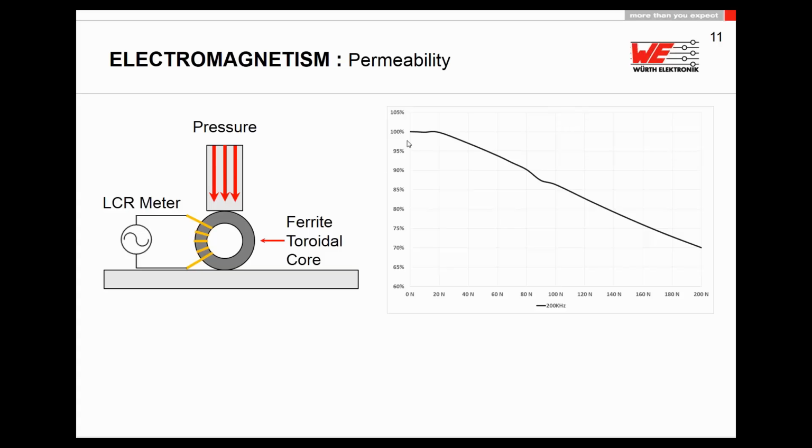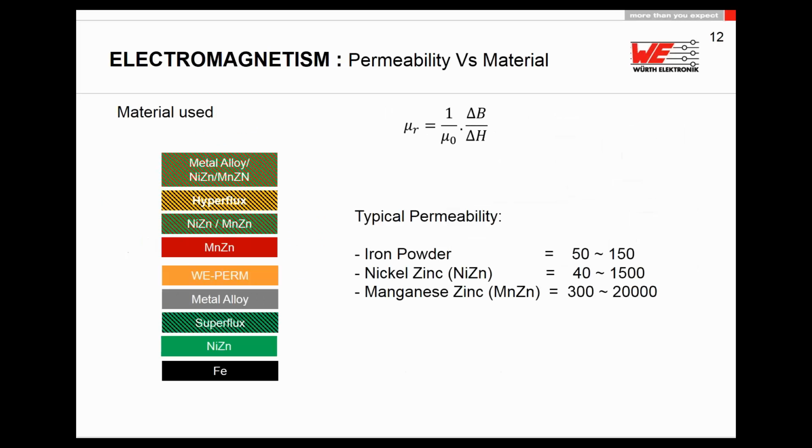And you can see here this is a measurement made by our laboratory. From 100% of the inductance value, at 200 Newton, it will drop to 70%. So you have 30% losses only just because of the pressure, without current, without anything else, just because of the pressure. You have to consider that the permeability of sintered material is very sensitive to pressure.